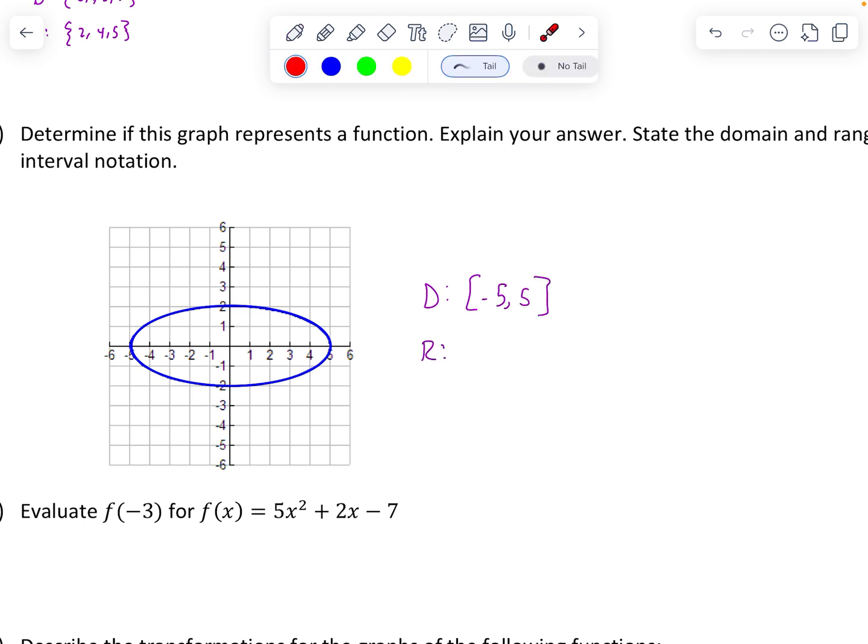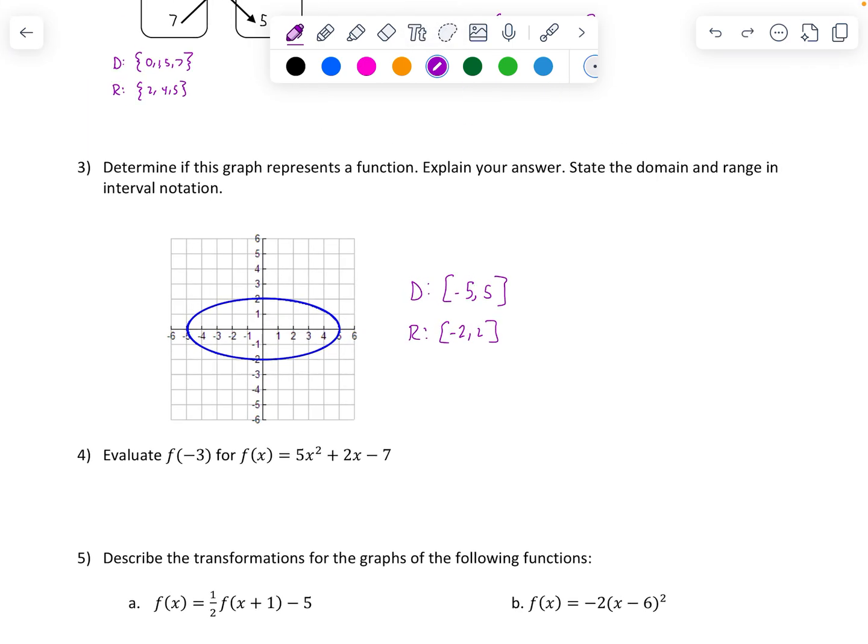And then our range, the lowest point is y equals negative 2, and the highest is 2. So our range is negative 2 to 2. Again, it's not a function because it fails the vertical line test. This hits in more than one place. As long as that happens somewhere, then it's not a function.